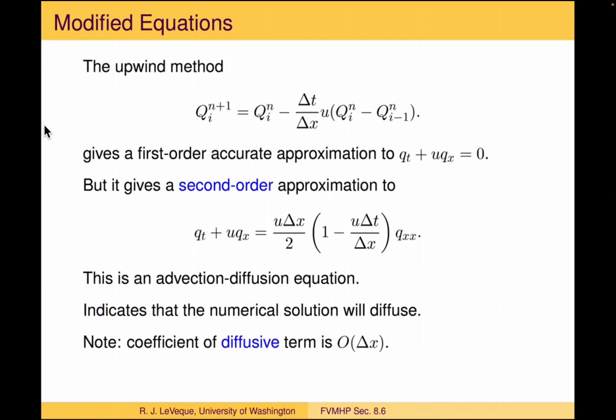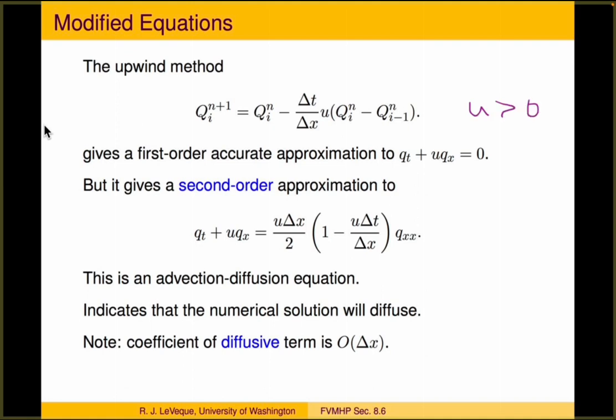We can do a similar sort of analysis on the Upwind method. If we go back to the original Upwind method for advection with u positive, so that we're looking to the left in our advection equation, then this gives a first order accurate approximation of the advection equation. If we compute the local truncation error, we find that it's first order accurate.